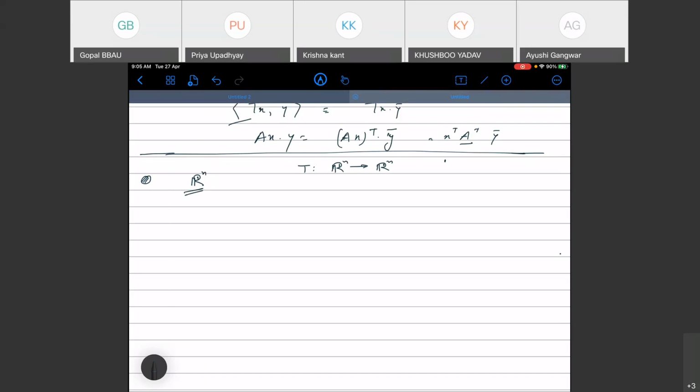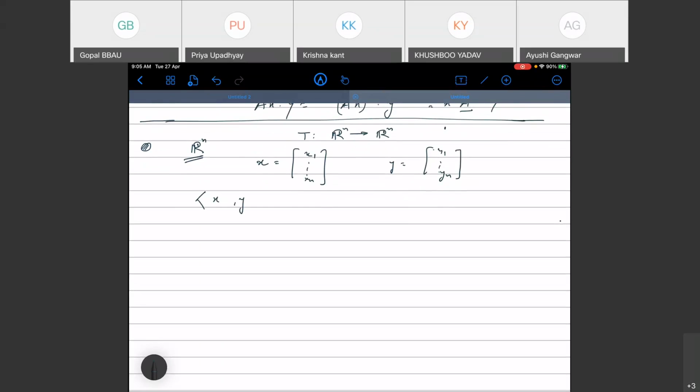So the standard inner product in Rn is, for two vectors, say x is x1 to xn, y is y1 to yn. How do you define this inner product? This inner product is nothing but x transpose y, by the matrix multiplication. So this means x1 to xn times y1 to yn. When you multiply this row matrix and this column matrix, what you get is x1 y1 plus ... plus xn yn. And this is what you define as the inner product of two vectors in Rn.